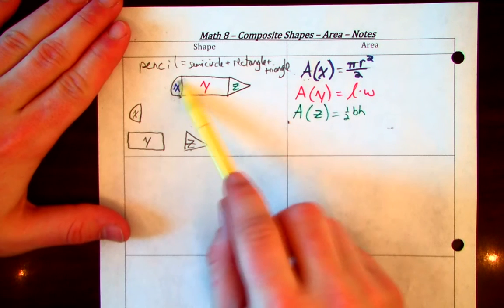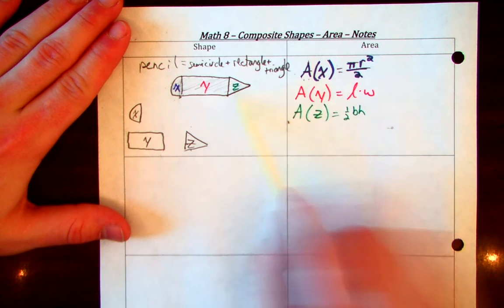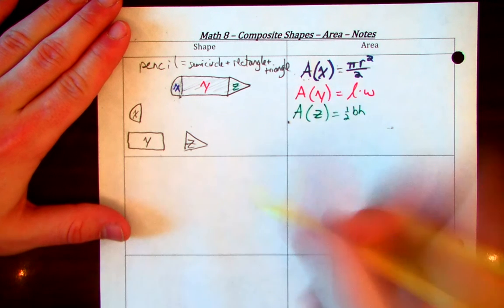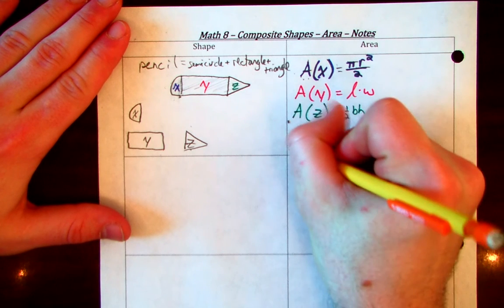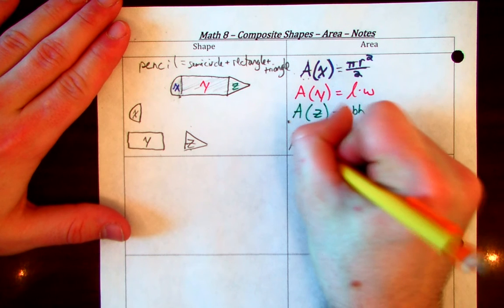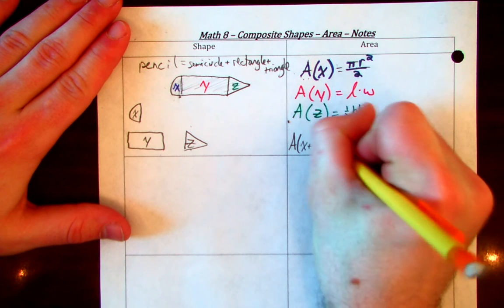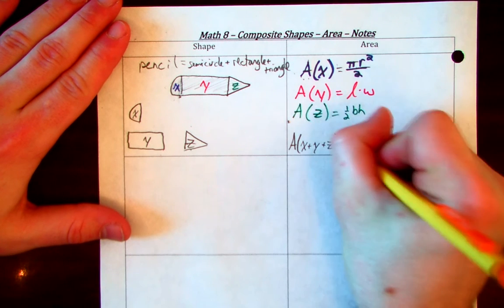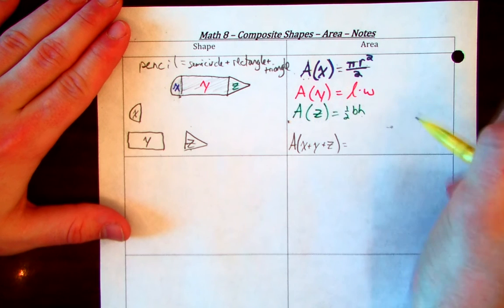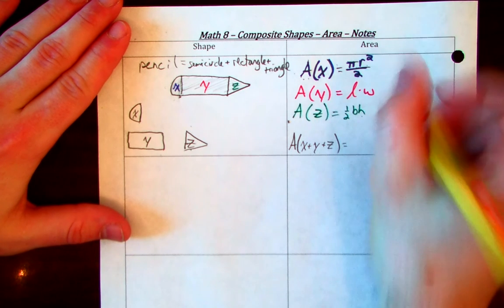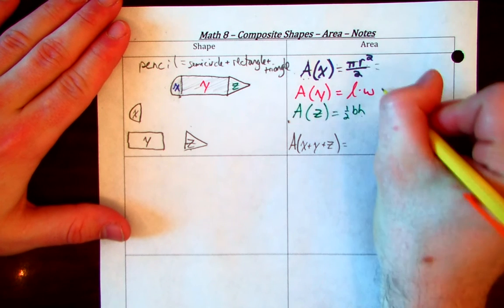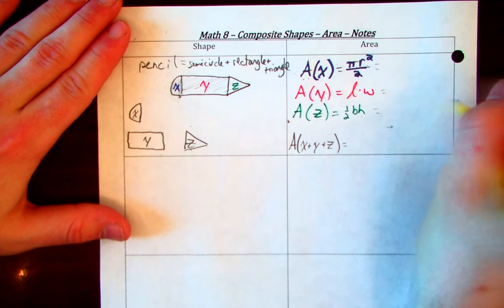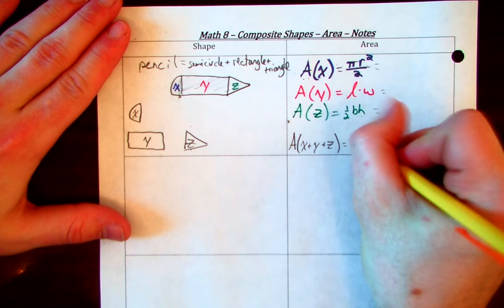So we separated them, and so we would say the area of this entire pencil is these three added together. You could say the area of x plus y plus z, our three shapes, is going to be these three added together. And usually I like to just calculate these one at a time and then add those values. Put in general, this is what it's going to look like.